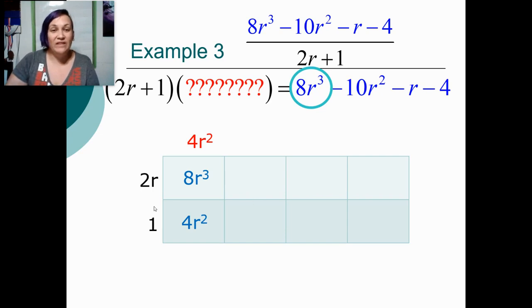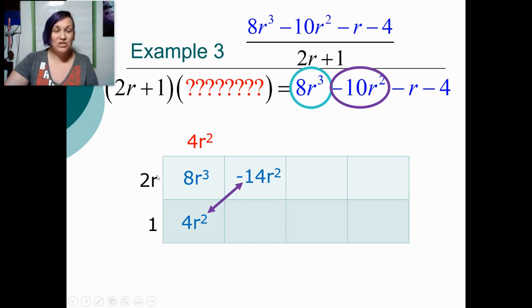Next, on the diagonal, we're supposed to have like terms. So I do expect there to be an r squared up here. And when I combine these like terms together using adding, I'm expecting it to turn into this minus 10r squared. So the question is, 4 plus what is negative 10? And the answer is negative 14. 4 minus 14 will make negative 10r squared.